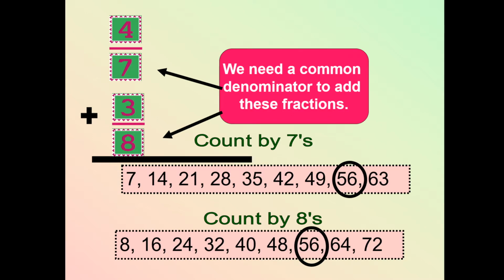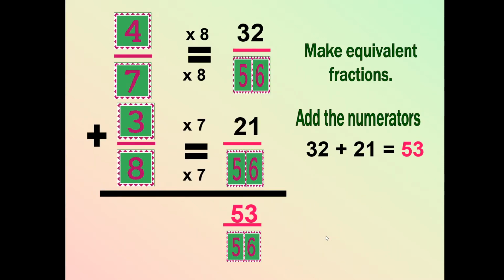Okay, here's another example. So here we have 4 over 7 plus 3 over 8. First step again is to find the common denominator, which is 56, as we see over here. Once we have 56, what is the next step? We need to make the equivalent fraction, which means that whatever we multiply the denominator by, we need to multiply it to the numerator as well.